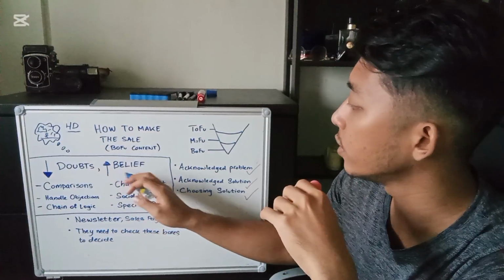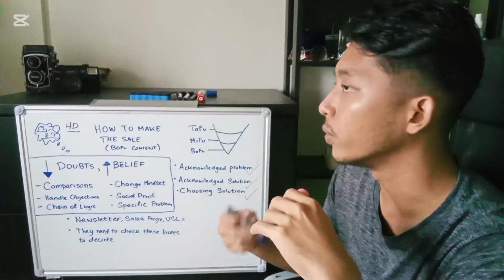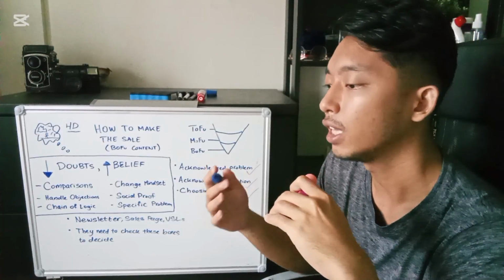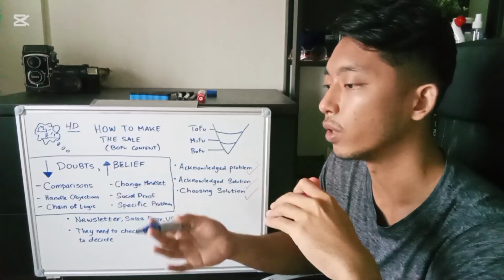And then there's the increasing belief points. So the first one, you want to change their mindset. So in your bottom of funnel content, there is a lot of mindset shifts that they have to make in order to believe that your offer can get them to where they want to go.